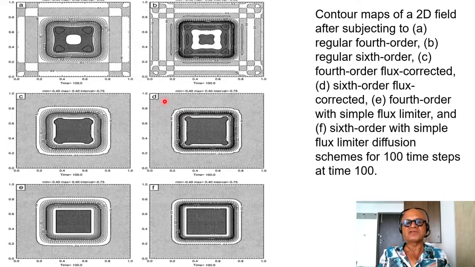Sixth order flux corrected scheme, there are metrics where you can see this region is reduced, so you've improved the simulation, and these are other methods where it's simple sixth order with simple flux limiter diffusion scheme, and this is the fourth order and sixth order simple flux limiter diffusion schemes.